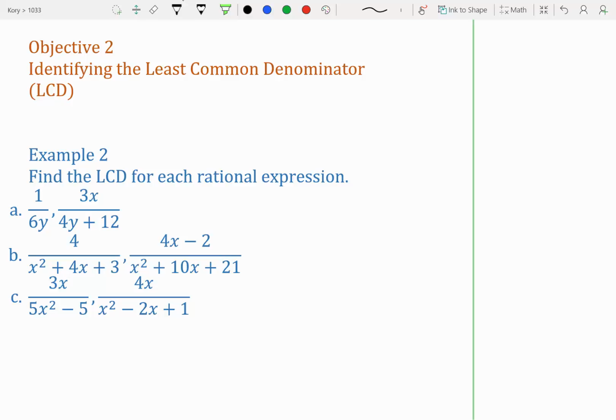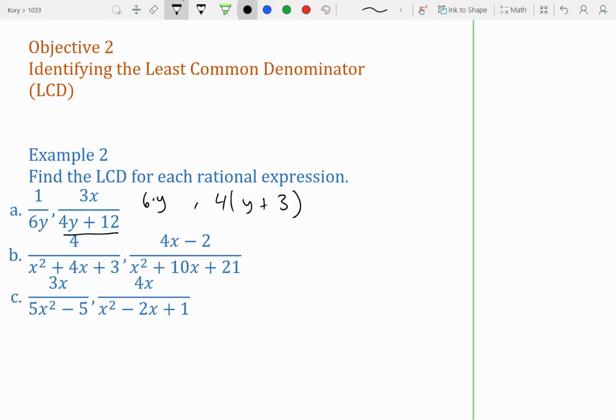Let's take a look at our first one, A. So we have 1 over 6y and 3x over 4y plus 12. So the first thing we want to do is factor out the denominator. So we have 6 times y, and then we can take the 4 out of here. So that's 4 times y plus 3. So now let's take a look at all the numbers individually.